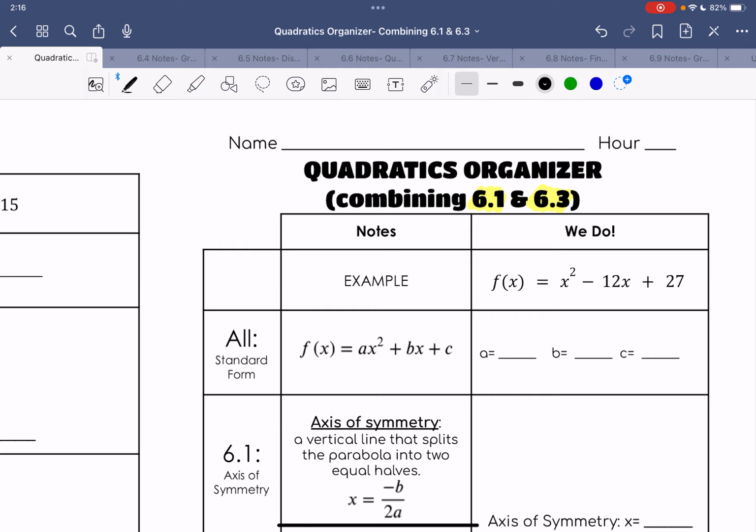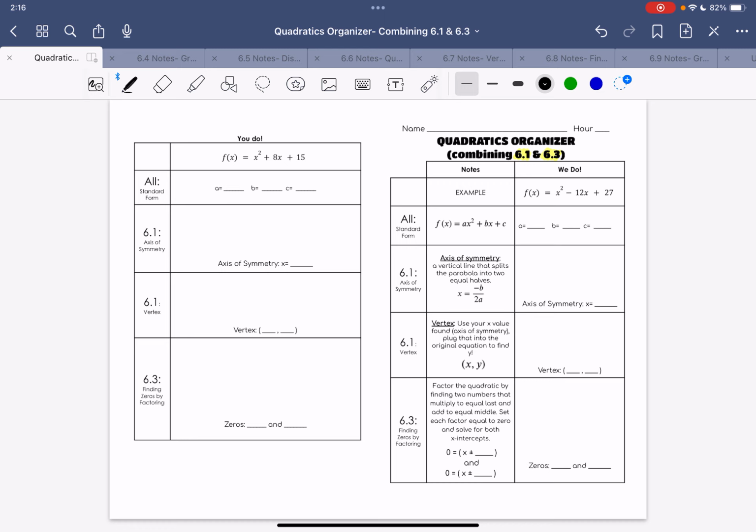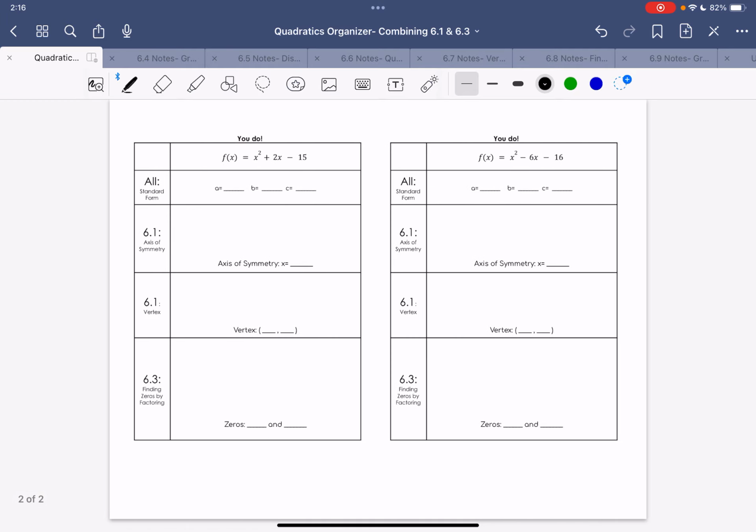This organizer should get folded hamburger style. So this page should be the front. And then this x squared plus 8x plus 15, that should be on the back. So it gets folded hamburger style, just like how our review packets get folded. It's just one page, not two pages, so it's not stapled. And then these two problems should be the inside. So you don't need to write that down. I'm just showing you on the PDF version I have here.